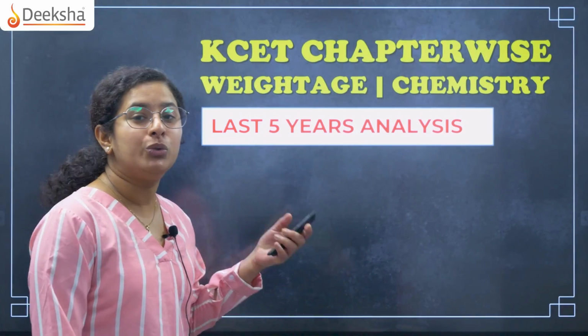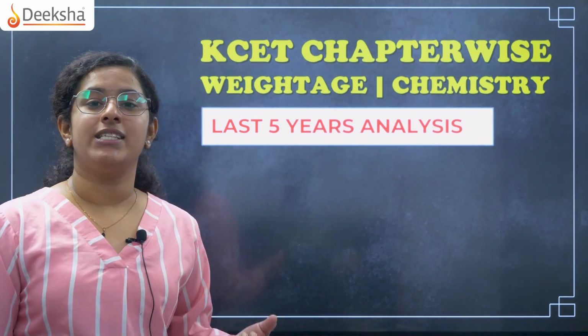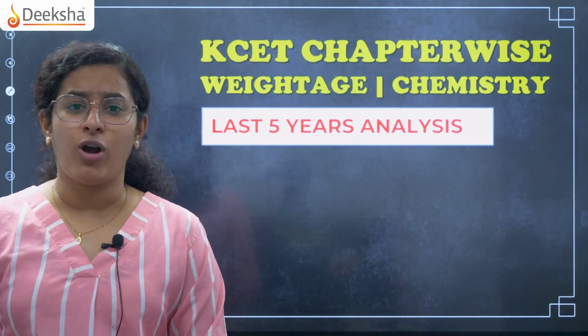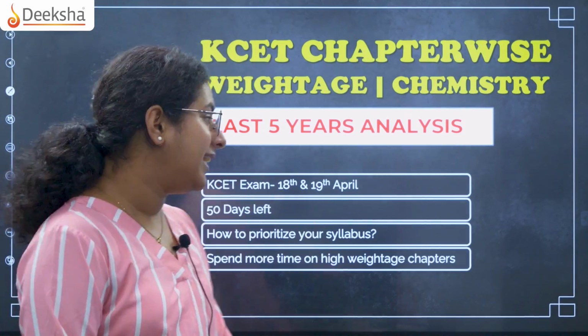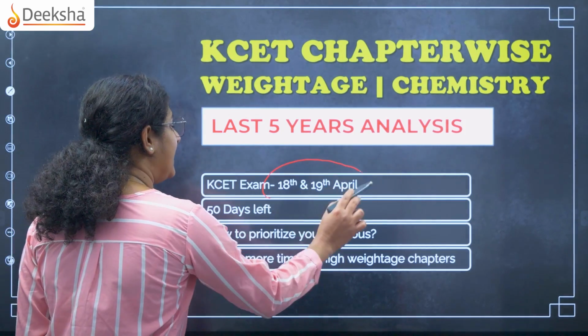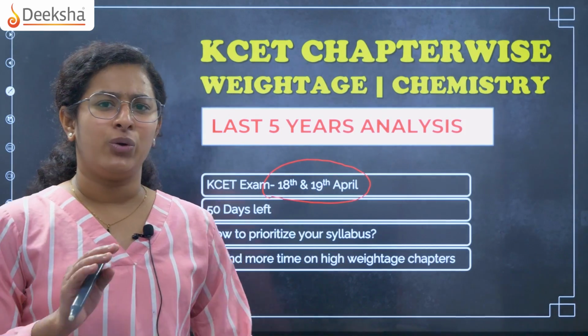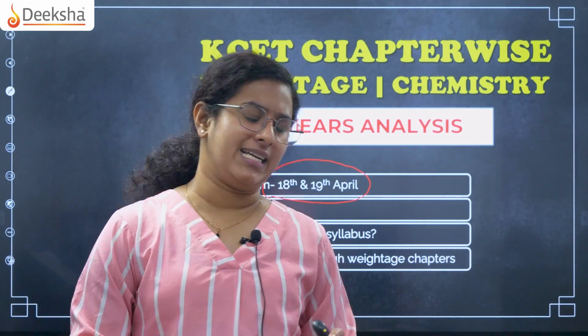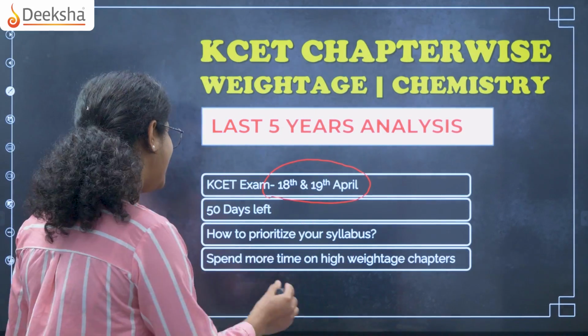As you all know, today we are going to discuss the KCET chapter-wise weightage analysis of our chemistry chapters. I hope you already know the date of our KCET examination. It will happen on 18th and 19th April, so you will get approximately 50 to 55 days. Yes, just assume only 50 days left.